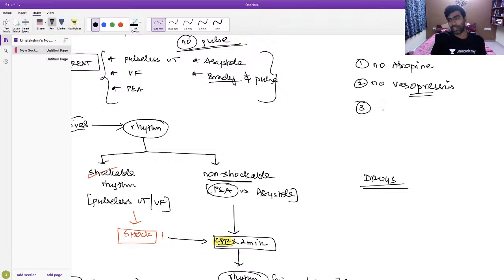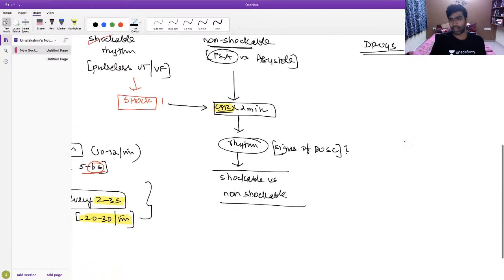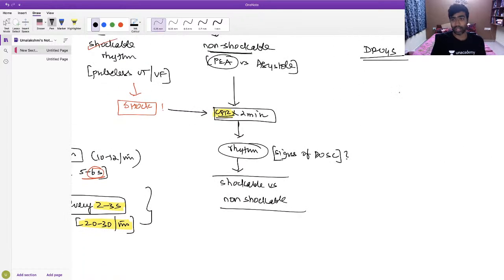Number 3, there is no cricoid pressure. Especially when you are intubating the patient, or when you are not intubating the patient and are using a laryngeal mask or doing CPR, there is no cricoid pressure. That is the Sellick maneuver. So there is nothing like that currently recommended. These are the 3 no's that you need to know that have been completely removed from CPR guidelines since 2010 and 2015. The same thing has been applied in the current guidelines also.